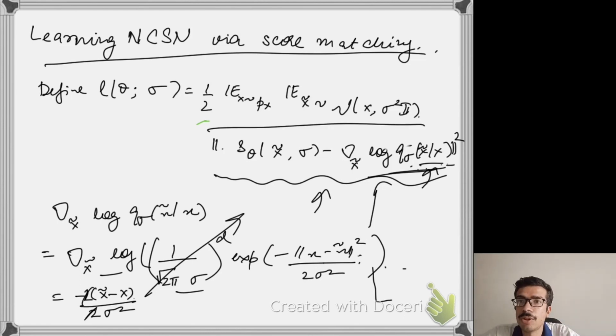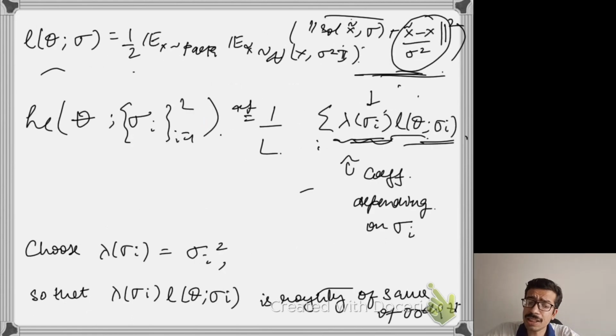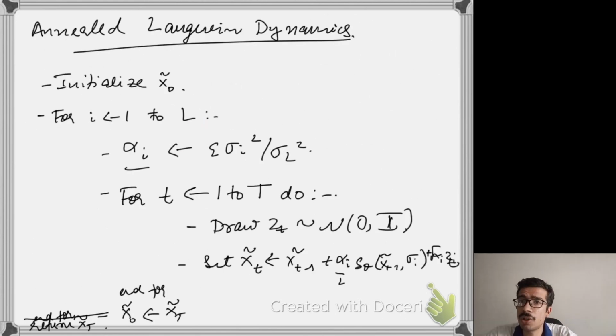So DDPMs, which we saw earlier, are also an instantiation of such a noise conditional score network. And even the later step of sampling, which requires performing step-by-step sampling at multiple levels, corresponds very closely to this annealed Langevin dynamics algorithm. So in the next lecture we'll see this connection.